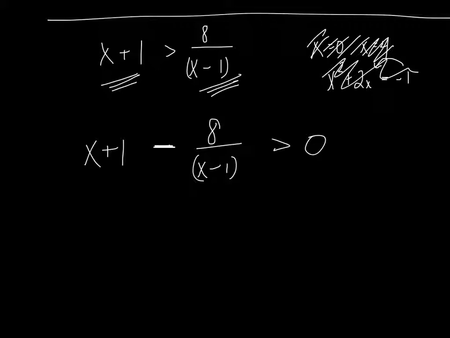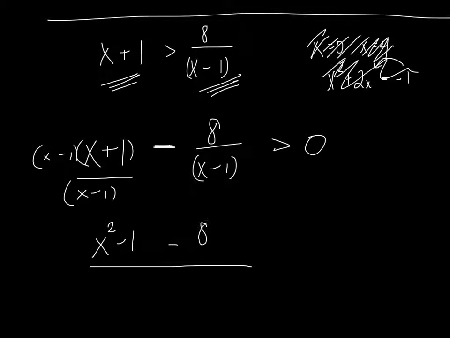Now, when encountered with fractions, what do you do? You commonly denominate. So you've got x minus 1 over x minus 1. What's x minus 1 times x plus 1? You just FOIL it out, right? x squared minus 1, because it's the difference of squares. So x squared minus 1 over x minus 1, minus 8 over x minus 1. We want that to be positive.